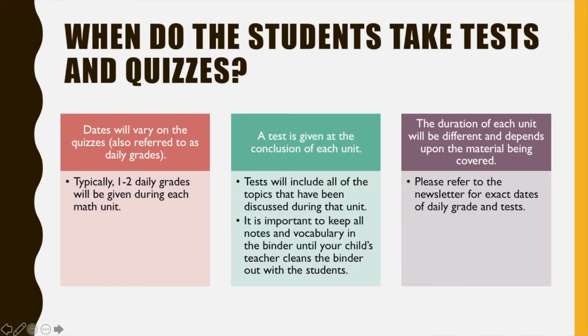When do the students take tests and quizzes? Well, the dates will vary on the quizzes, and you may also see those referred to as daily grades. Typically, within a unit, we give 1 to 2 daily grades. A test is given at the conclusion of each unit, and the test will include all of the topics that have been discussed during that unit.